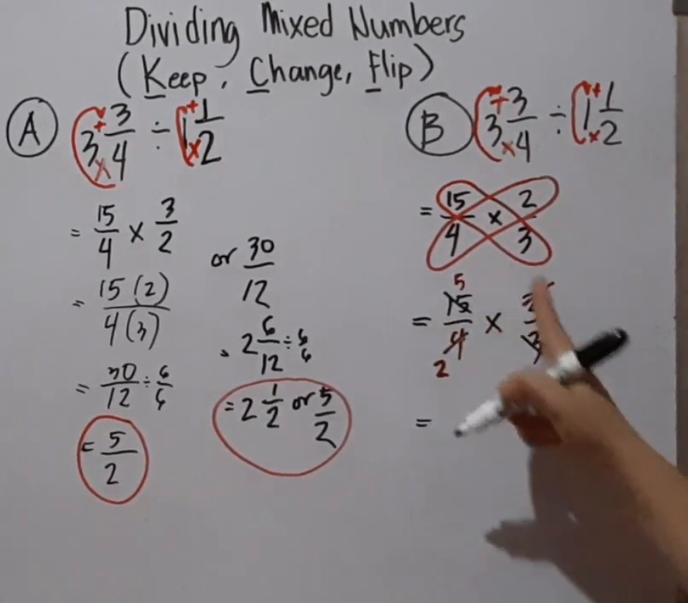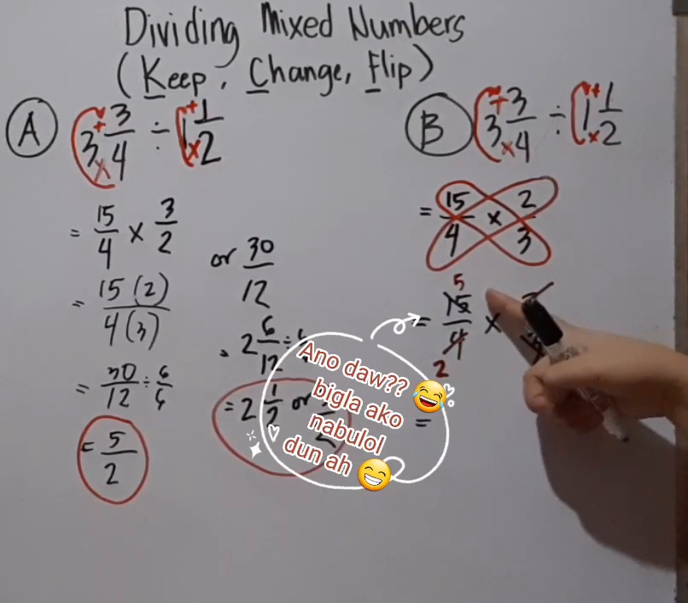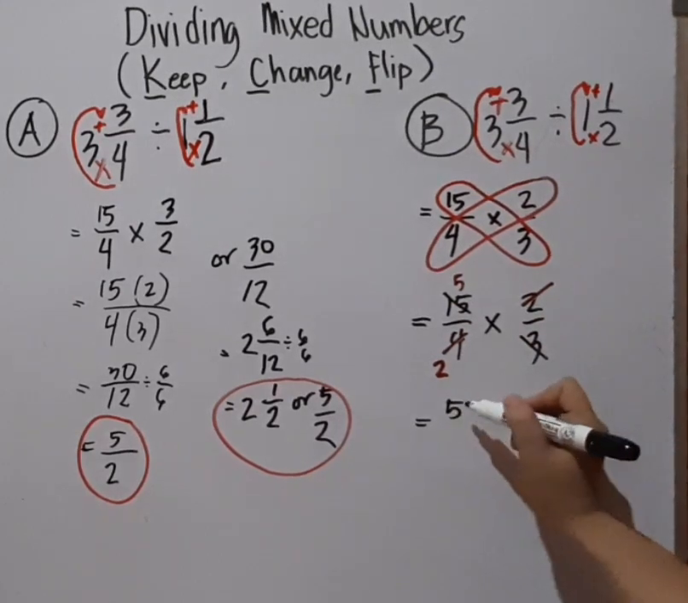Since meron na kayong results, sa numerator po na value, yung naiwan is 5. Okay? So, just copy 5.